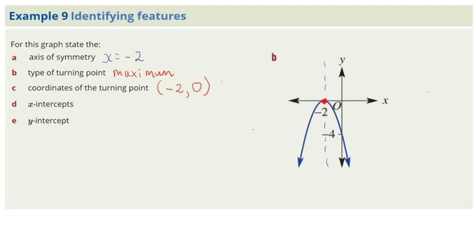Our x-intercepts, well, this is actually also our x-intercept there. There's just one of them this time, and that's at the point -2. And then our y-intercept down here at -4.